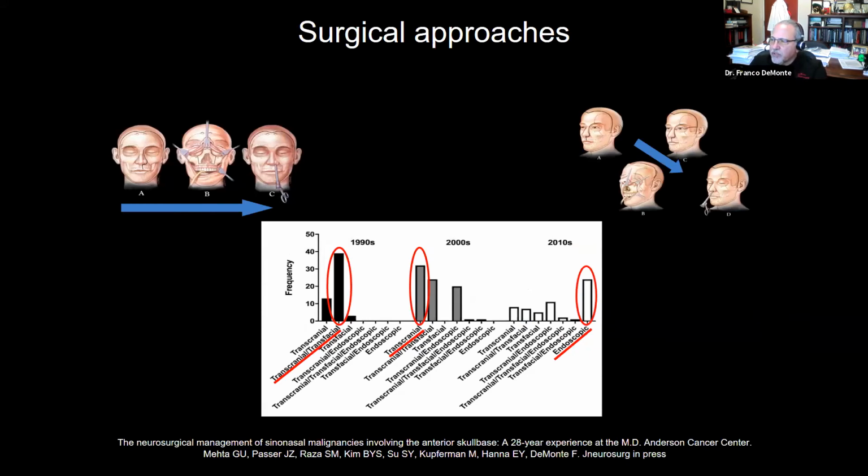We've also seen a change in how we manage these patients over the years. In the 1990s, the primary surgical approach was a combined open transcranial and transfacial approach. Through the 2000s, we kind of pioneered the transcranial only approach, but with the maturation of endoscopic technology, we started incorporating the endoscope more and more during the 2000s, talking about the transcranial endoscopic combined approach. And as you can see, in the 2010s, many of our sinonasal tumors are primarily managed completely endoscopically.